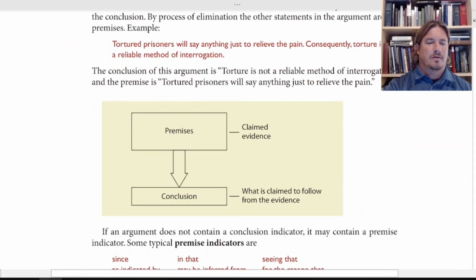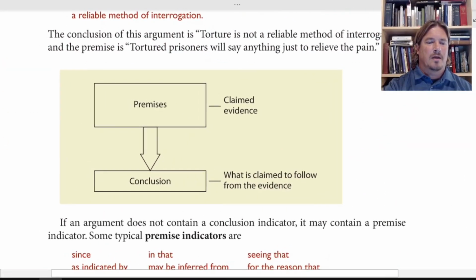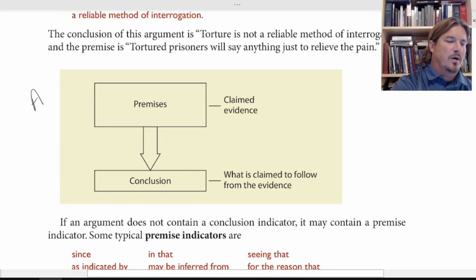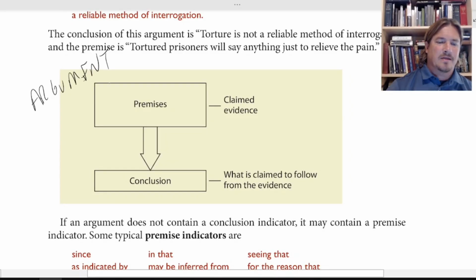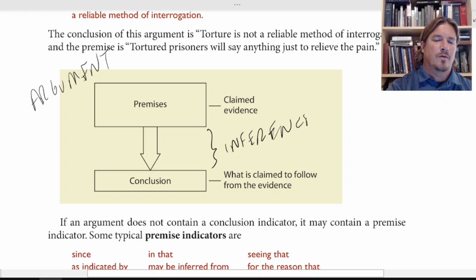Let me just take you down to this, right? An argument is always, this is just what an argument amounts to. An argument has premises, claimed evidence, and a conclusion. And the purpose of critical thinking and logic is this: it's the inference, the rational inference, that we evaluate. This is what is evaluated.